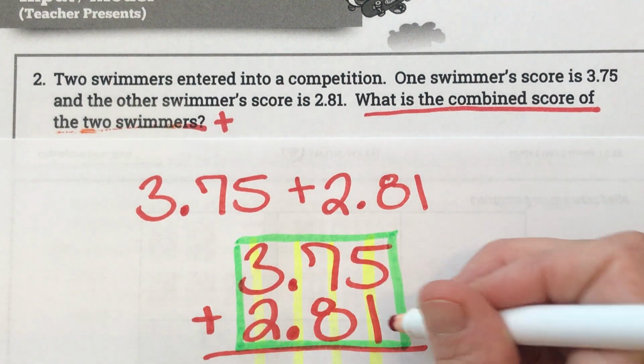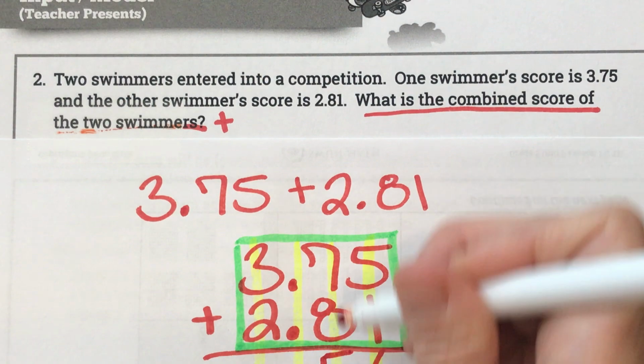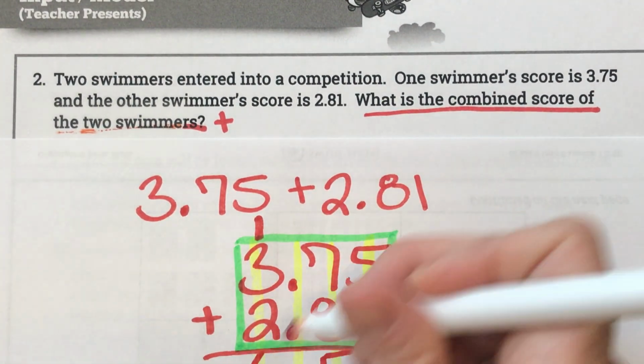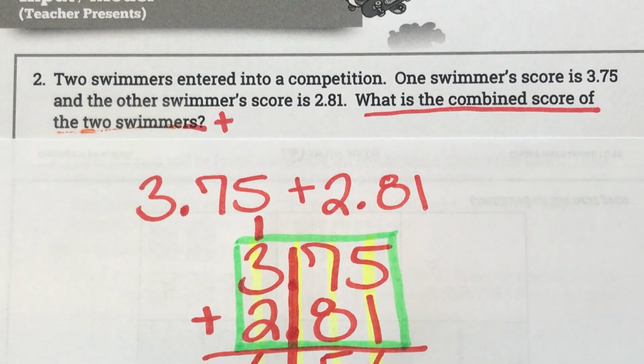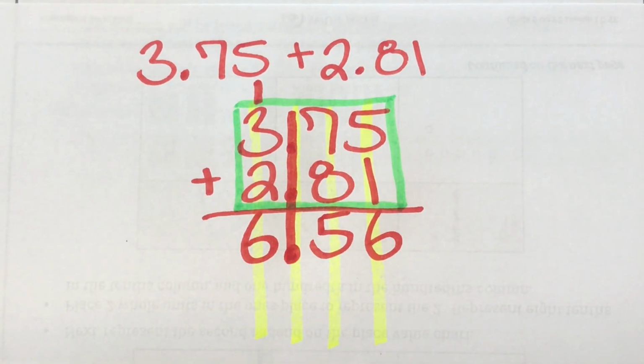So 5 plus 1 is 6. 7 plus 8 is 15. 1 plus 3 is 4 plus 2 is 6. And I get 6 and 56/100. I apologize, ladies and gentlemen. 6 and 56/100 is my answer.